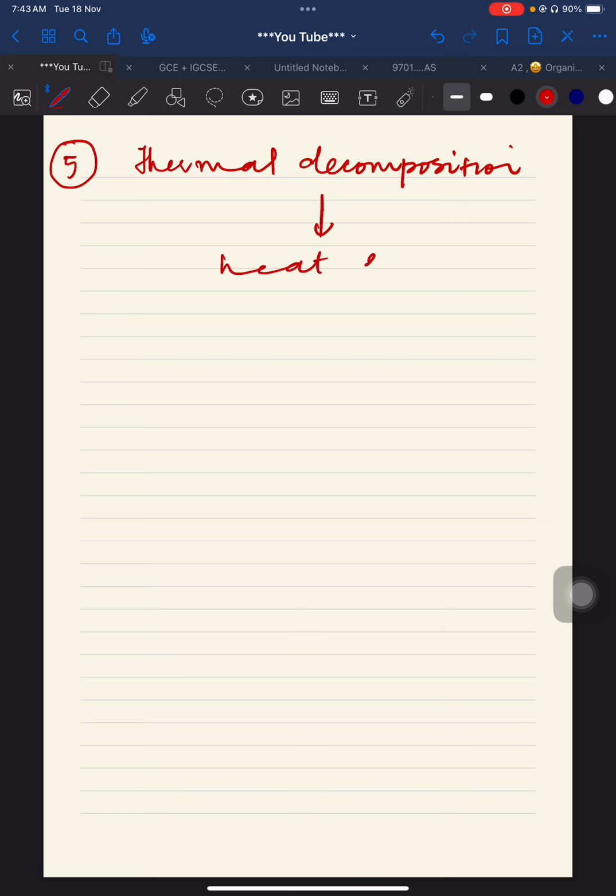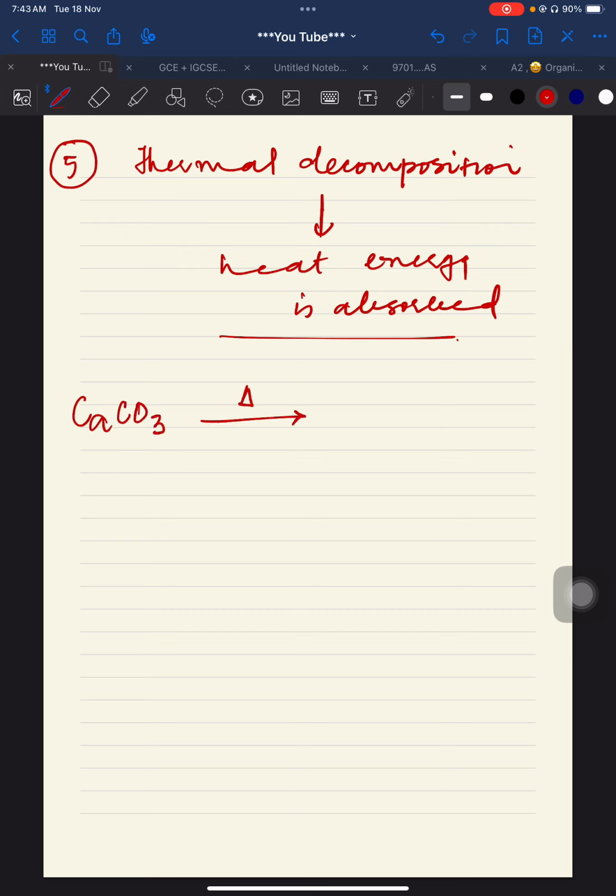So here I'm writing heat energy is absorbed. Okay, I am just saying one thing very clearly, that for example, if you have a metal carbonate, CaCO3, we are going to provide it heat. As a result, it is going to convert itself into CaO and CO2. So metal carbonates are thermally decomposing to give you CaO and CO2, depending upon that metal carbonate.